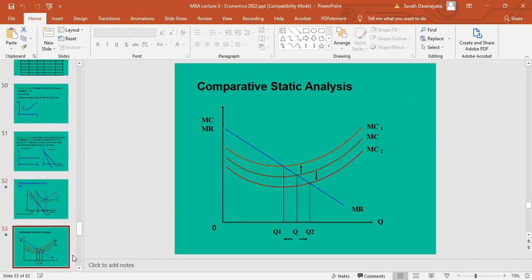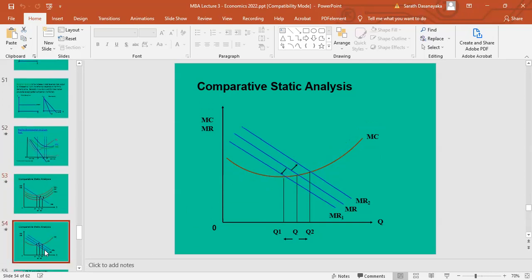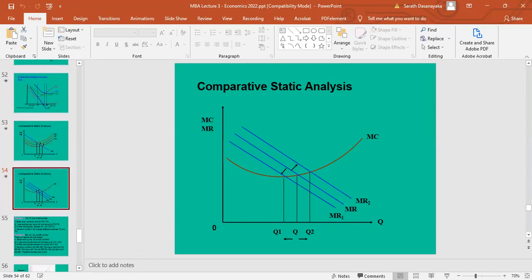Thereafter we can do the comparative static analysis. We are comparing different equilibriums together. Your marginal cost can go up and down while marginal revenue is stable. Then what is going to happen to Q? And in the comparative static analysis, again, your marginal revenue can go up and down while marginal cost is stable. Then what is going to happen to the Q situation? We are comparing different equilibriums together.